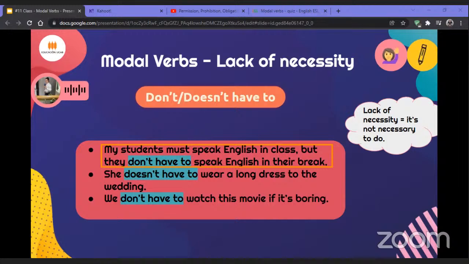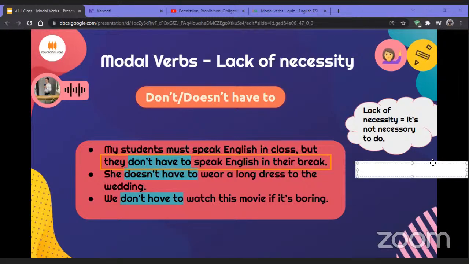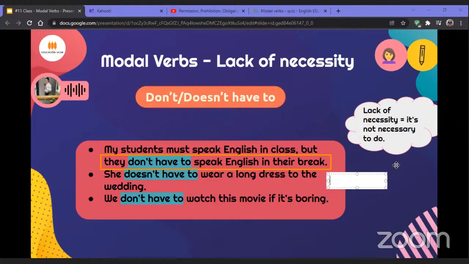I want you to practice all the time, says Miss Indira in the chat. That's correct. Es lo mejor if we are really into the language. That's correct. If they speak English in their break, it's awesome. But it's not a must, you know? So there's a big difference over there. They don't have to speak English, but if they do, it's wonderful. So the second one, please.